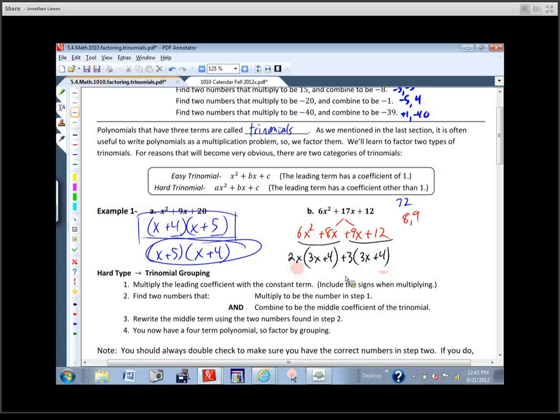So now I have 2 terms. Do they have anything in common? They both have a 3x plus 4. So I write that down, start a set of parentheses, and I write down what's left. What's left of the first one? 2x. And what's left of the second one? Positive 3. Okay? We're done.